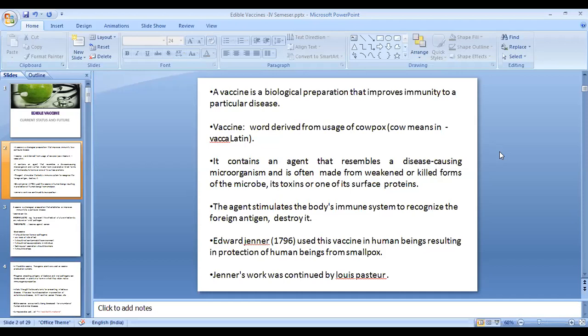These vaccines are the agent which stimulates the body's immune system to recognize the foreign antigen. Once it recognizes the foreign antigen, it tries to produce the antibodies which fight against the foreign antigen and kill it. In 1796, a person named Edward Jenner used this vaccine in human beings for the treatment of smallpox. And later, Louis Pasteur carried on Jenner's work and contributed a lot towards the immune system.